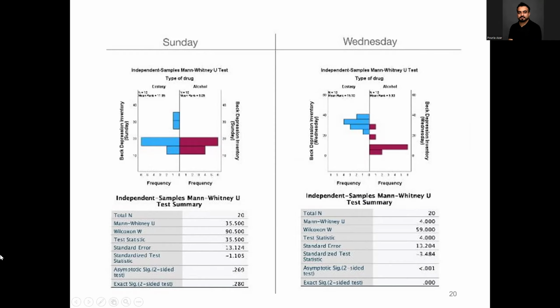So based on this, I would assume that the data for Sunday is not significant. So there is no significant difference between alcohol and ecstasy for Sunday. But for Wednesday, the p-value is less than 0.05. It is significant. So I would say there is a significant difference between alcohol and ecstasy for Wednesday.